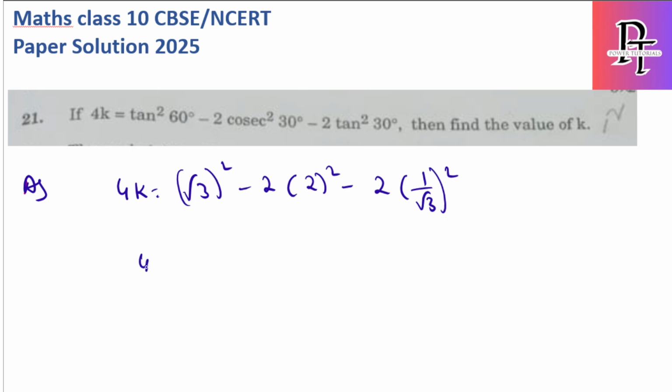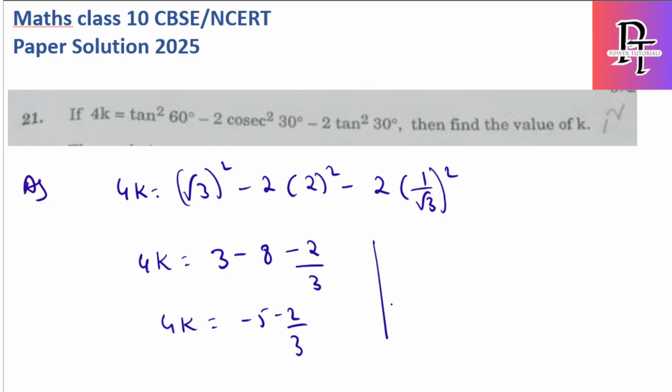So 4k is equal to root 3 whole square, which is 3, minus 4 2s are 8, minus 2 into 1 by 3. So 3 minus 8 is minus 5, minus 2 by 3. If I take LCM, it becomes minus 15 minus 2, which is minus 17 by 3. So k value is equal to minus 17 by 4 into 3, which is 12.